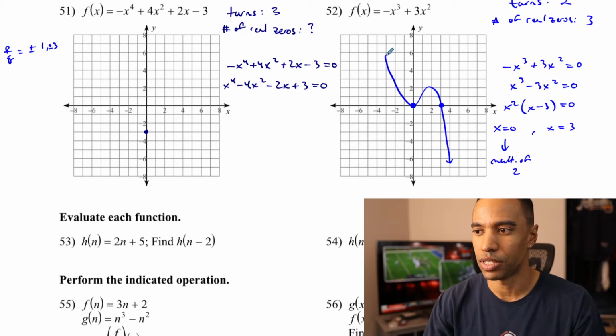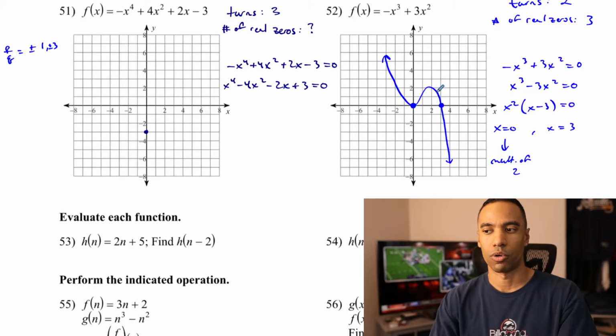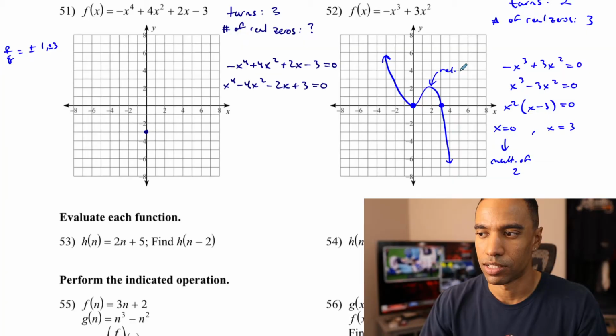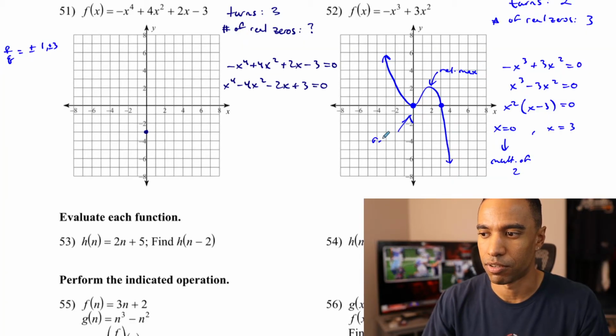How tall does it actually go right here? I'm not diving into that right there. That's a kind of calculus thing. It's called a relative maximum. But it does have a relative maximum right there. Relative max, that's one of the turns. And it has a relative min right here. That's the number of turns.